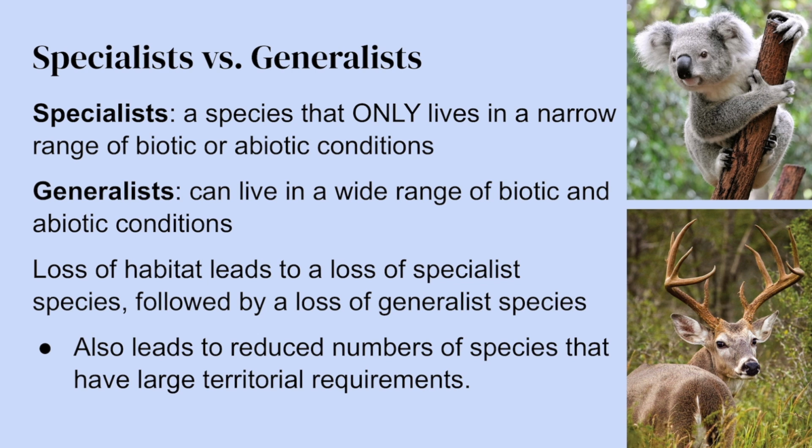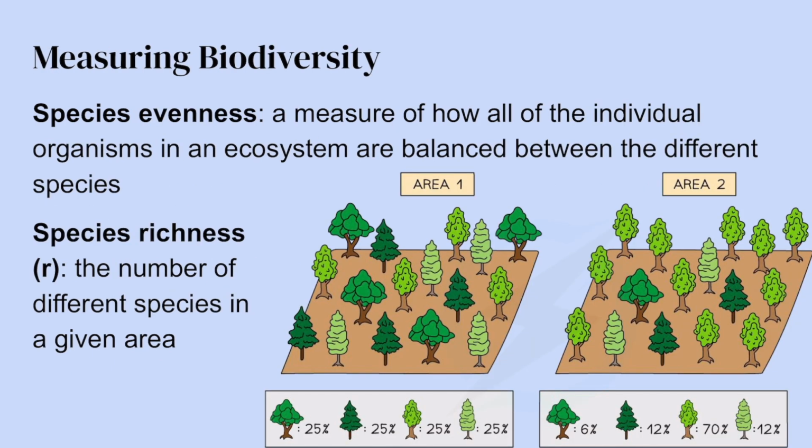Also, when habitat loss occurs, this leads to reduced numbers of species that have large territorial requirements. So that's why it's really important to have habitat diversity, because that makes an ecosystem able to support these different types of organisms. Biodiversity can be measured or quantified by determining species richness and species evenness.